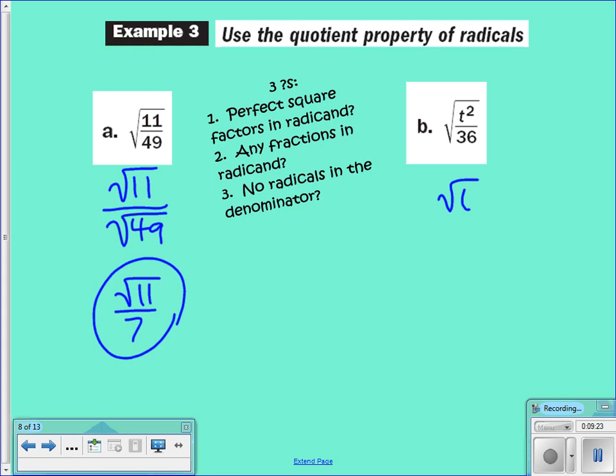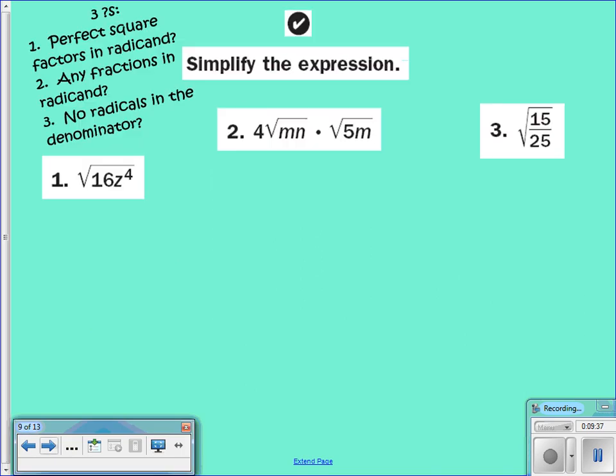Here, split up your radical, t squared and 36. And I can square root both of those. Square root of t squared is t, and the square root of 36 is 6. Done and done. The fraction is pretty much the easier one of all of these.